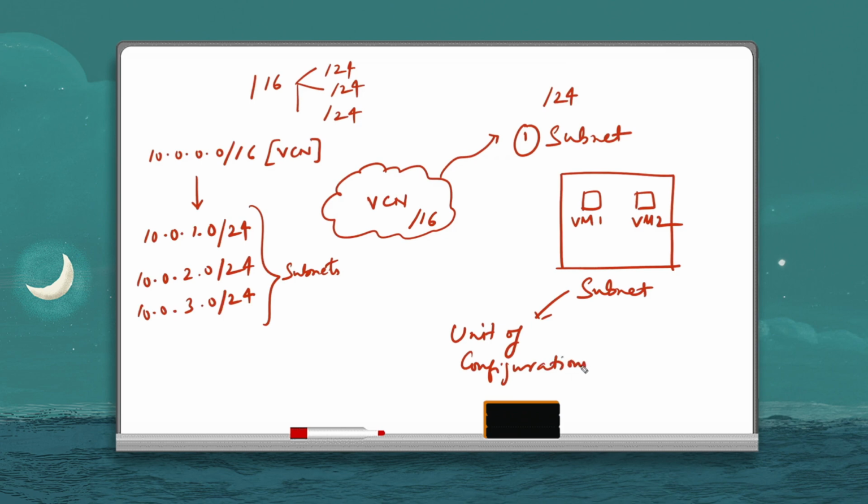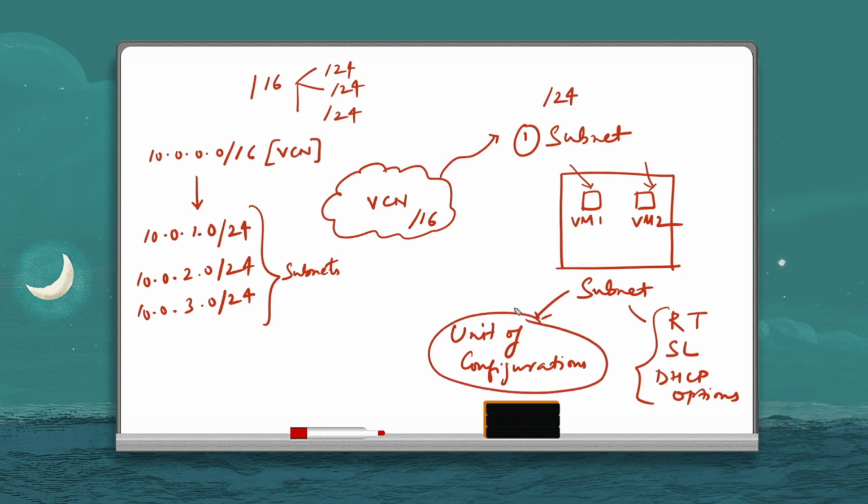What does it mean? It means there are some constructs in VCN like route table. We are going to talk about it. We have another construct which is security list, and DHCP options. So these constructs are set at the subnet level. Meaning, if you attach something, let's say a route table, to a subnet, it will affect all the VMs inside the subnet. And that is what I meant by unit of configuration.